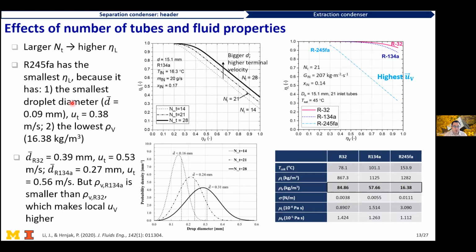So these two factors combined result in the lowest ETA for 245FA. And if we compare R32 and R134a, they will have the same entrainment velocity criterion, but the vapor velocity for the 134a, as we can see in this row, is a little bit lower. So that means at the same inlet flow rate, the vapor velocity is a bit higher. So that will entrain more liquid upward. So compared to R32, it has a lower ETA.